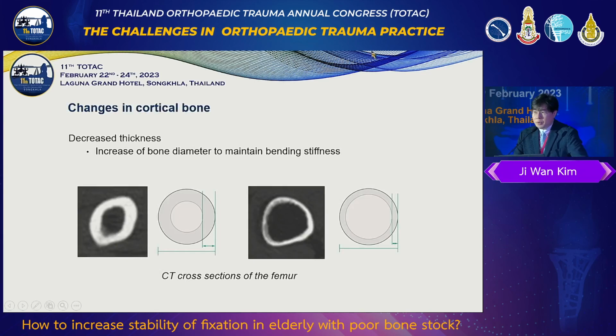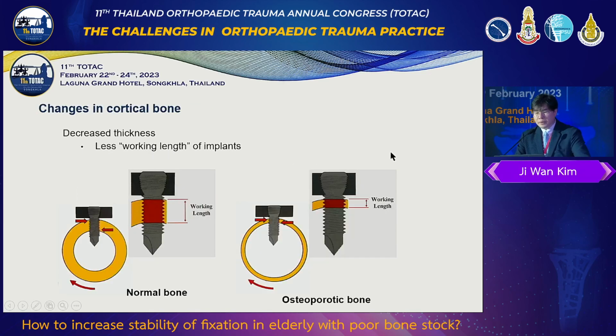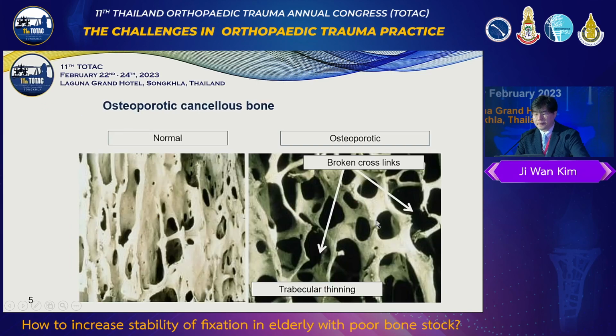Aging changes bones. In cortical bone, the cortical thickness is decreased like this one. By a compensation mechanism, the whole medullary diameter is increased to maintain bending stiffness. So the decreased thickness results in less working length of the implant. So in elderly patients, unicortical locking screws should be avoided.